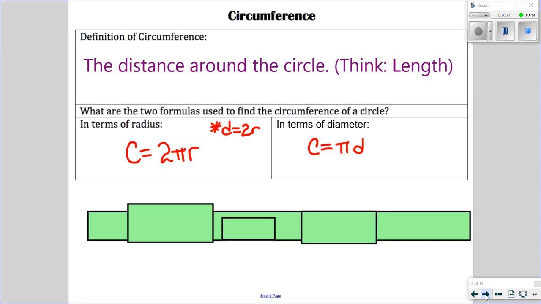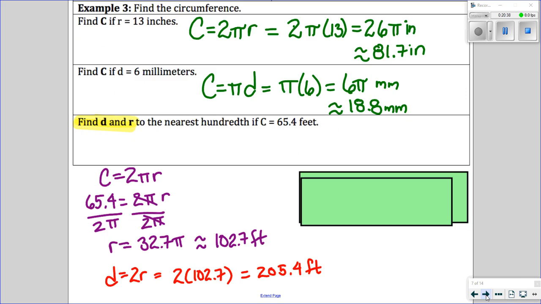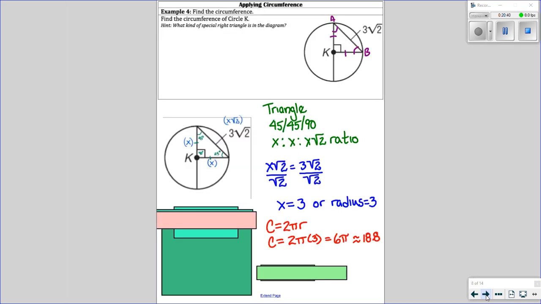And we learned about the circumference of a circle. It's basically the distance around a circle, so basically length. You have two formulas, C equals 2 pi r, or C equals pi d, depending on what they give you. If they give you the radius, you use 2 pi r. If they give you the diameter, pi d. And the last thing we did was find the circumference with missing pieces, whether there's a triangle or a radius or whatever it is, using those pieces to find the circumference.